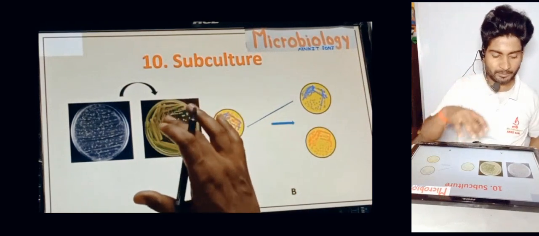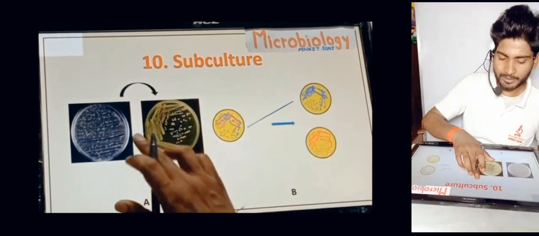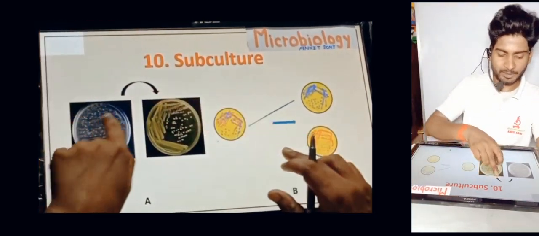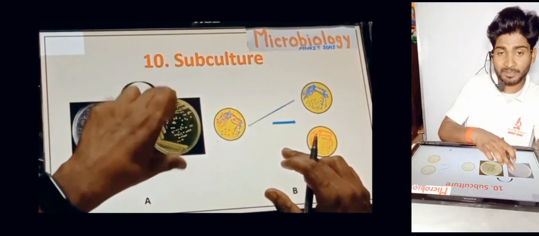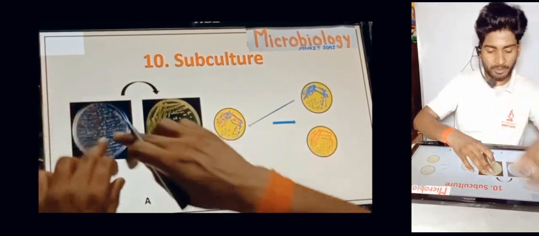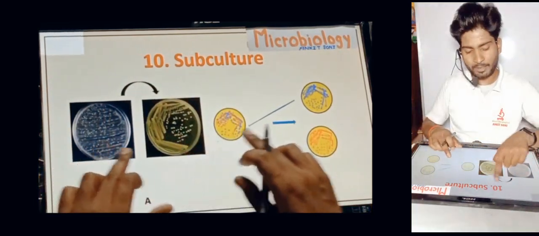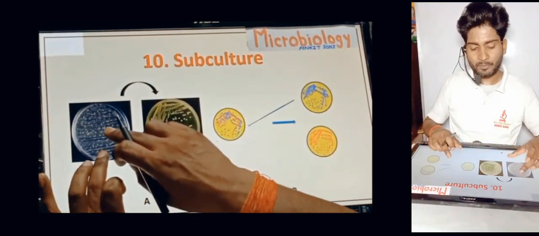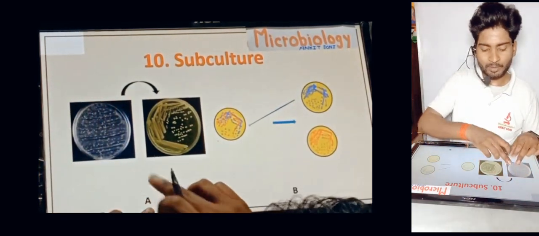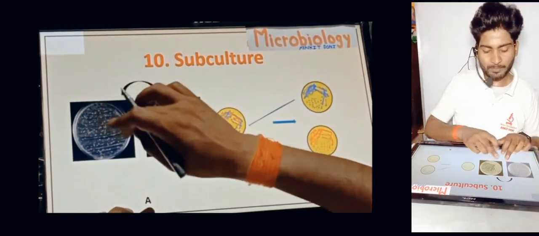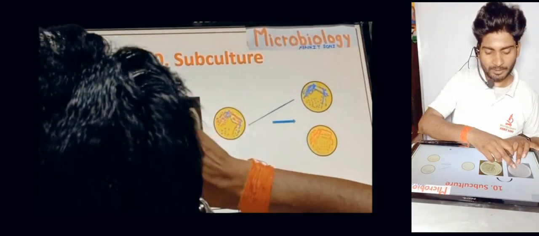The last term I am going to introduce here is subculture. Subculture or subculturing is a very important term, generally used when we make a second transfer of already grown culture from a plate. Why are we making a second transfer? To purify the colonies, or to purify the particular bacterial culture.